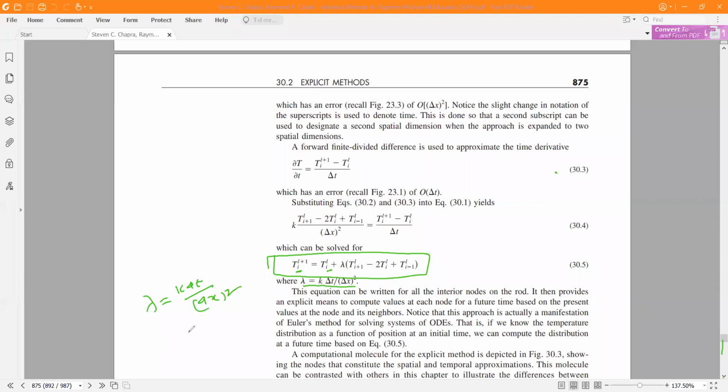And this is a crucial factor in determining the stability of the solution. We have to choose our del x and del t in such a way that lambda will have a certain condition fulfilled. Then we will get our stable solution, or unless we do that, we will not get the stable solution. This is discussed there.